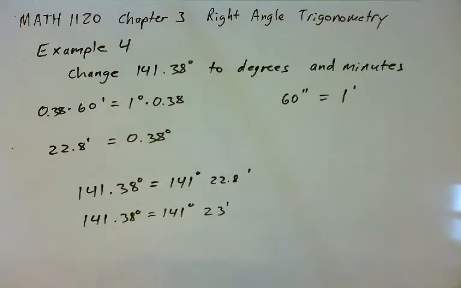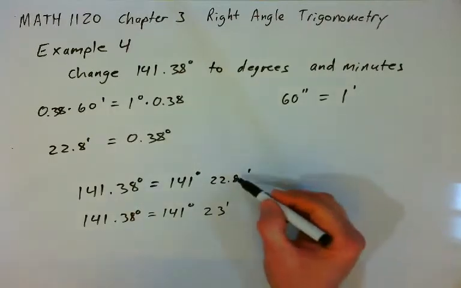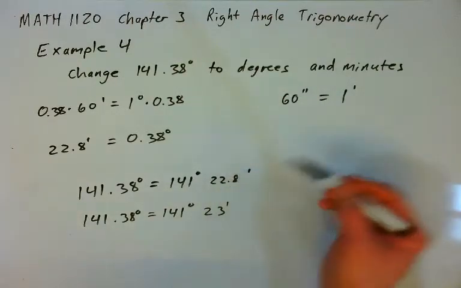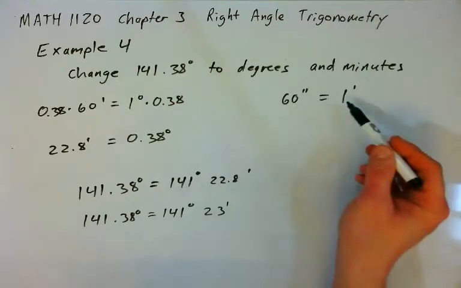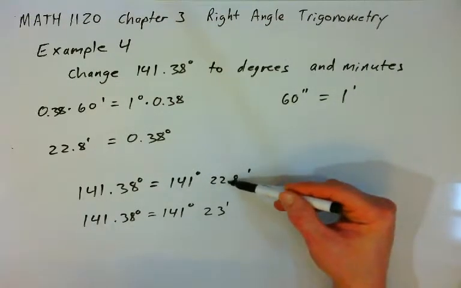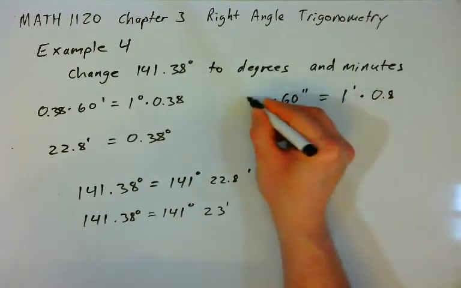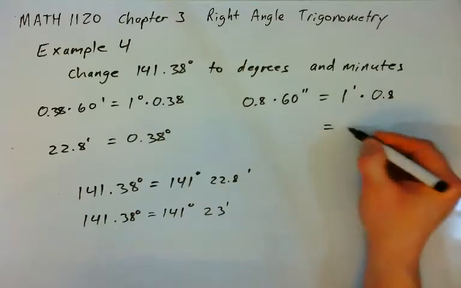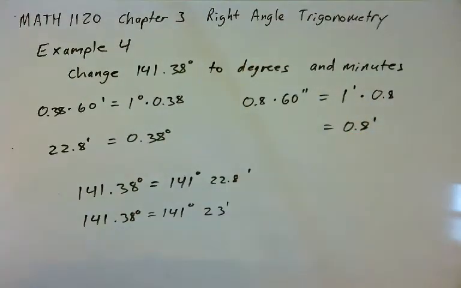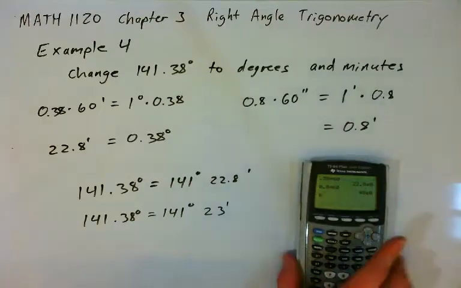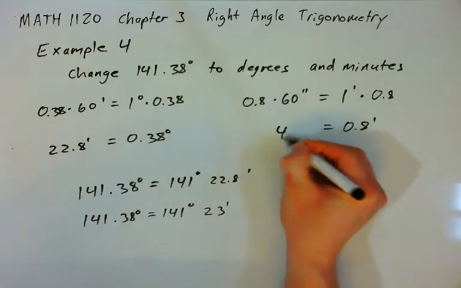I'm going to take it one step farther, though. I'm going to ignore this part of the answer. These minutes, this 0.8 of a minute, is a decimal that represents a certain number of seconds. Same thing, I know that 60 seconds is equal to 1 minute, but what about 0.8 of a minute? And so I'm going to multiply both sides by 0.8. When we do that, we get 0.8 of a minute is equal to, and again I'll use my calculator, 0.8 times 60, which is 48. And so this will be 48 seconds.